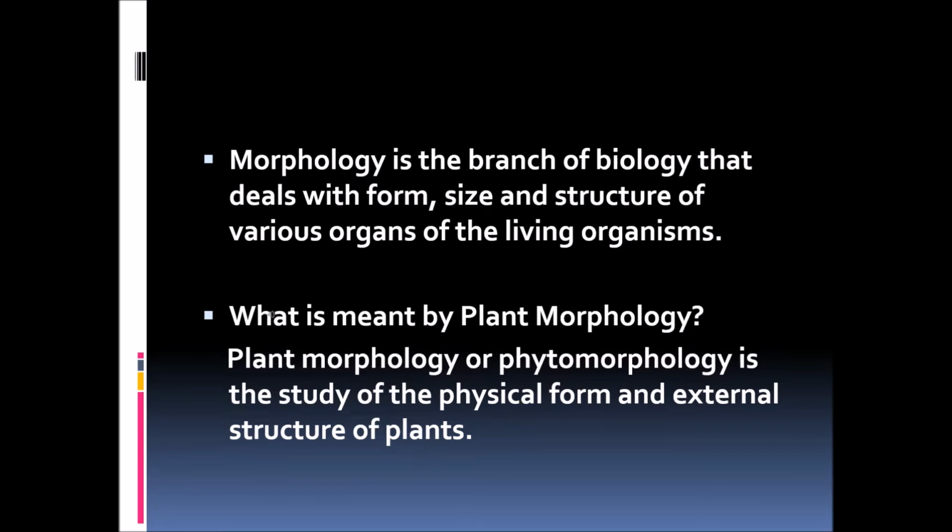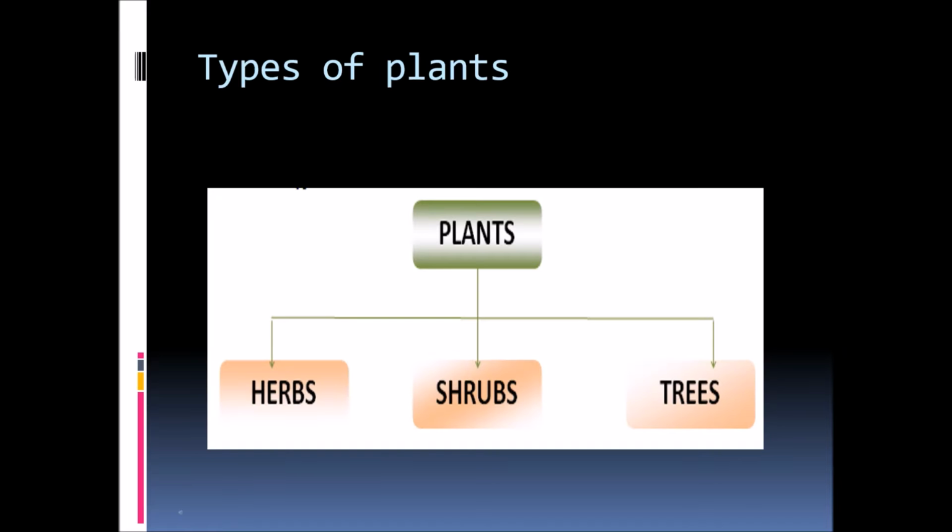So what is meant by plant morphology? Plant morphology is also called phytomorphology. It is the study of the physical form and the external structure of the plants. So we saw the definition of morphology and plant morphology. Now we are going to see the types of plants. What are the different types of plants that are present? Plants are divided into herbs, shrubs and trees.